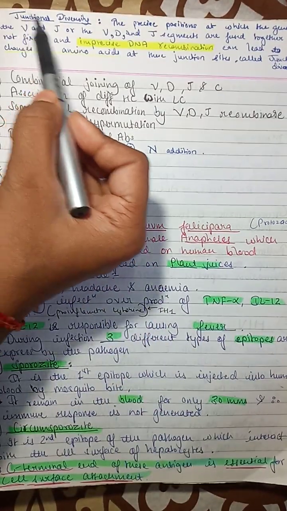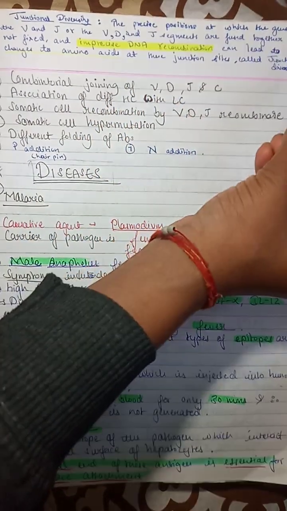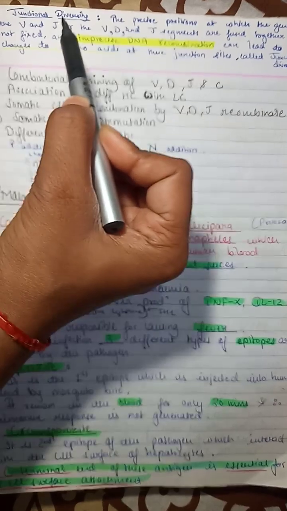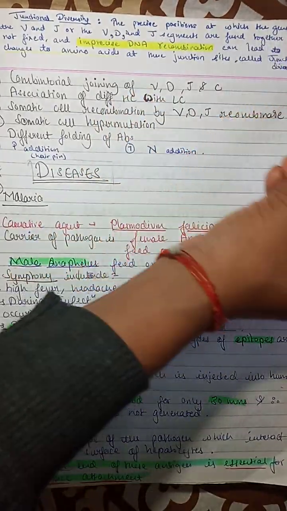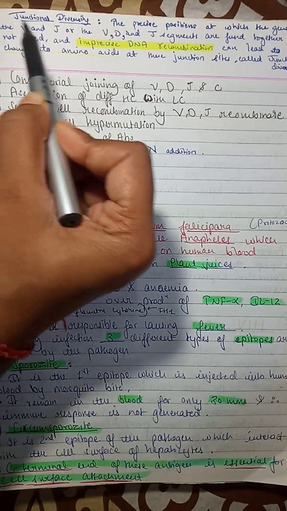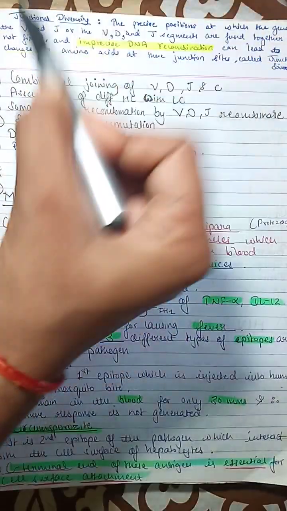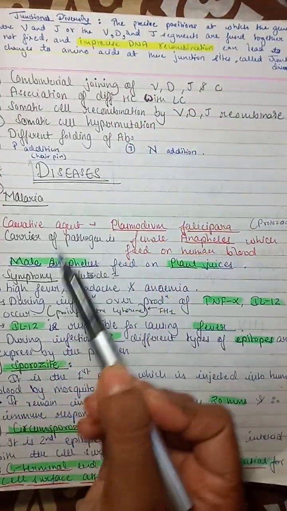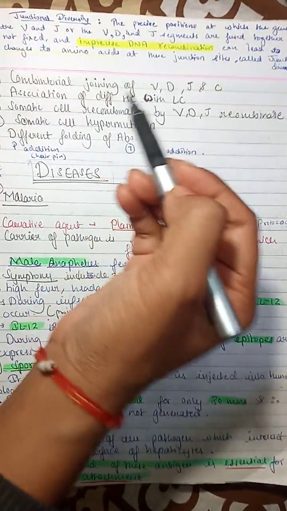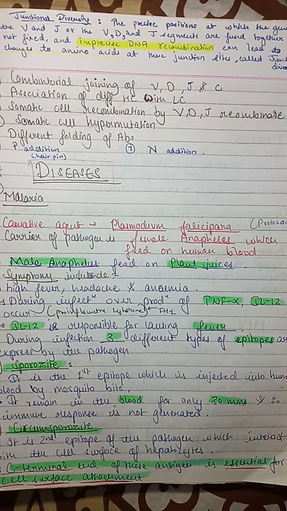So what is junctional diversity? Basically, the precise position at which the genes for the variable and junction, or the VDJ segments, are fused together is not fixed. Imprecise DNA recombination can lead to a change in amino acids, and these junction sites are called junctional diversity. So there is a change in amino acids, and that is why the diversity happens.